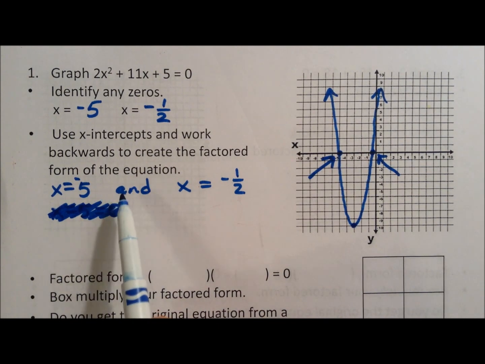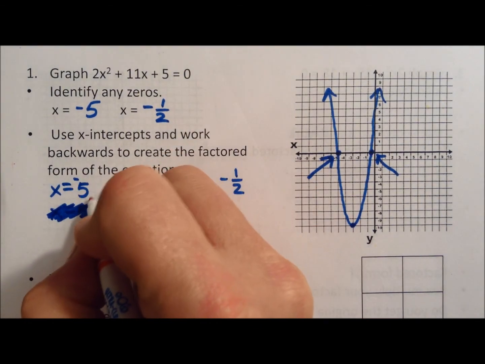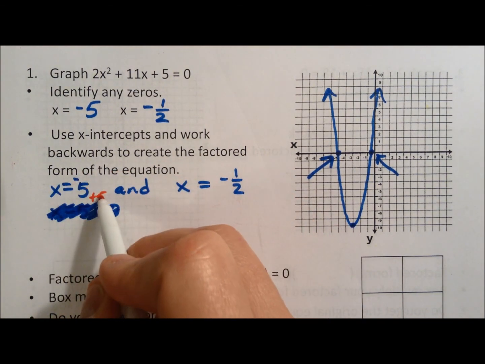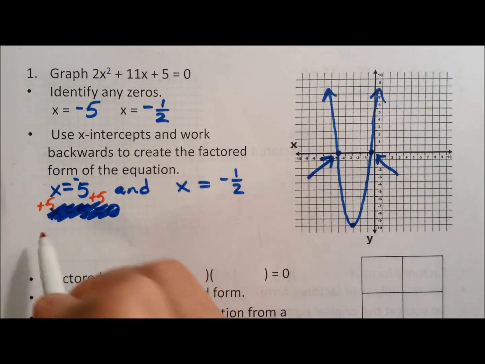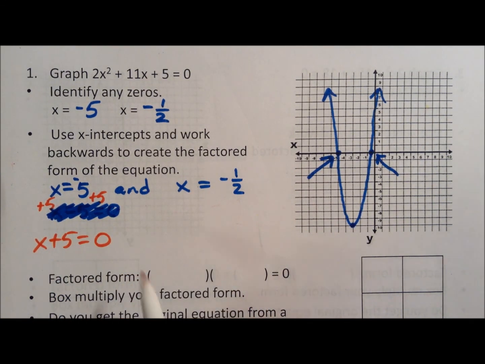All right, so now I'm going to set each one of these equal to 0. I need to get away from the blue. Blue's bad luck. Alright, so I'm going to come over here. I'm going to add 5 because that makes a 0, and what I do to one side, I do to the other. So I have x plus 5 is now equal to 0. Okay, so I'm going to put that right there as one of my factors.